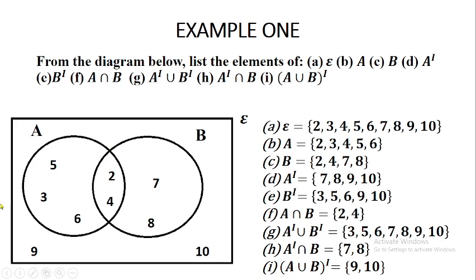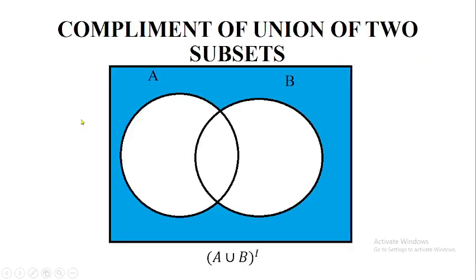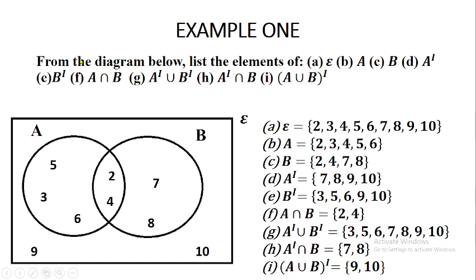The example says that from the diagram below, list the elements of A, the elements of E, which represents this universal set. It is E prime. Elements of set A, B, A complement, B complement, A union B, A intersection B, A complement union B complement, A complement intersection B, then A union B complement. We are going to be listing all these elements in this given set using this Venn diagram.